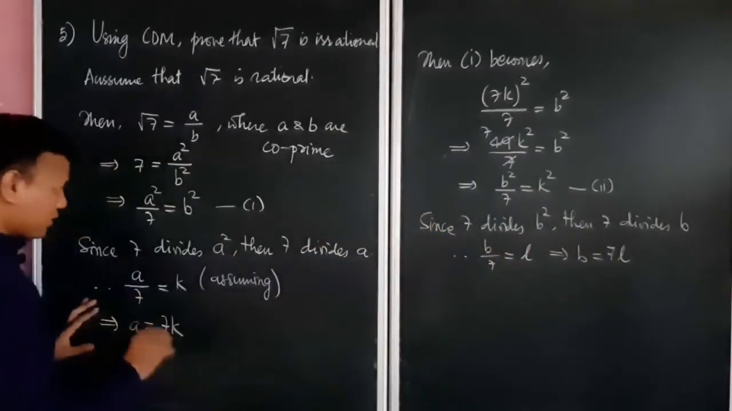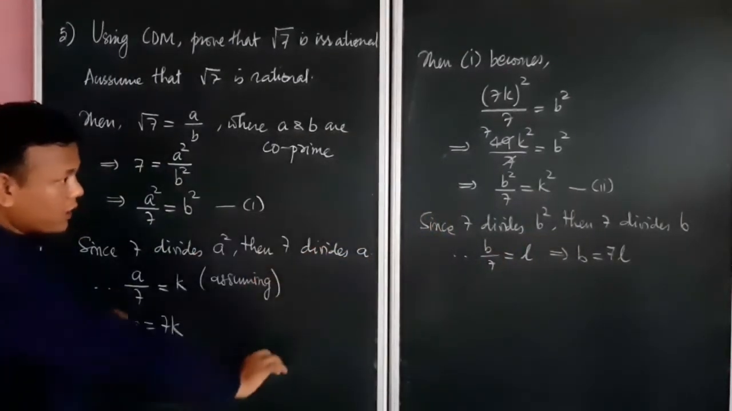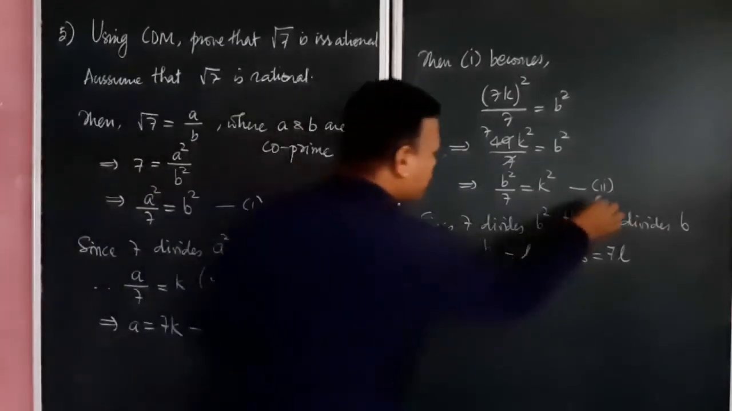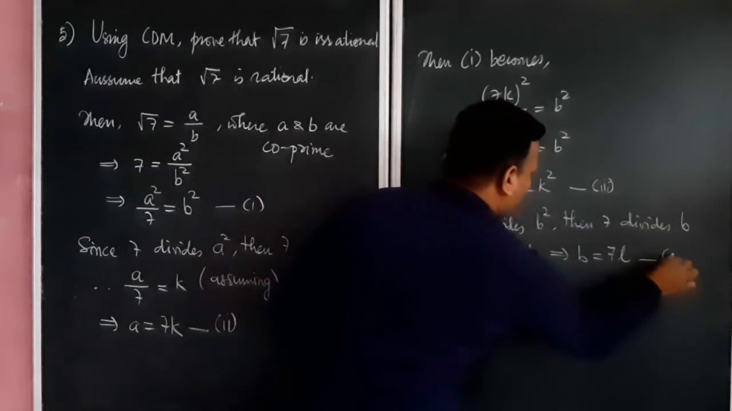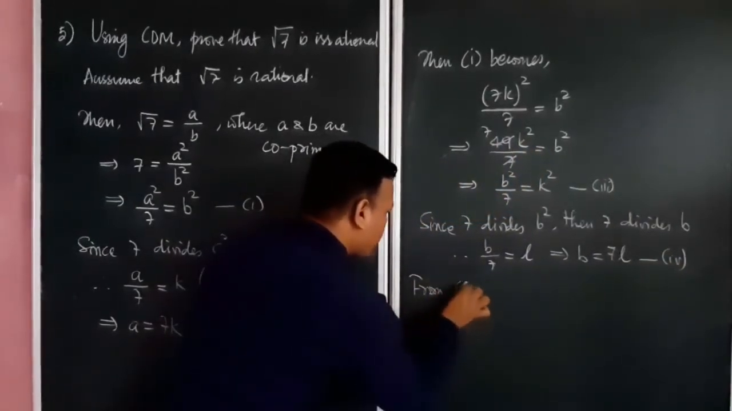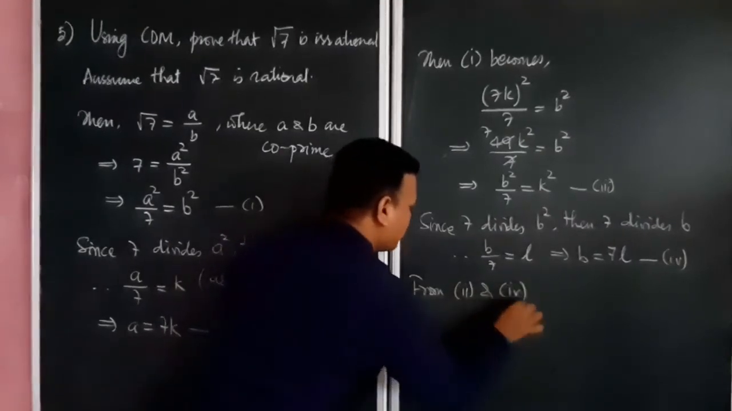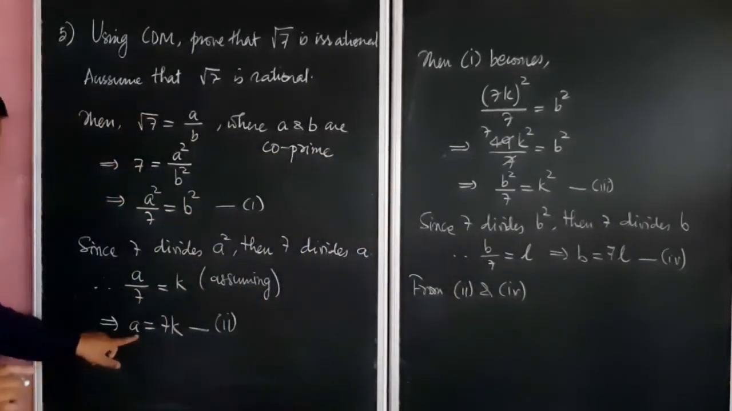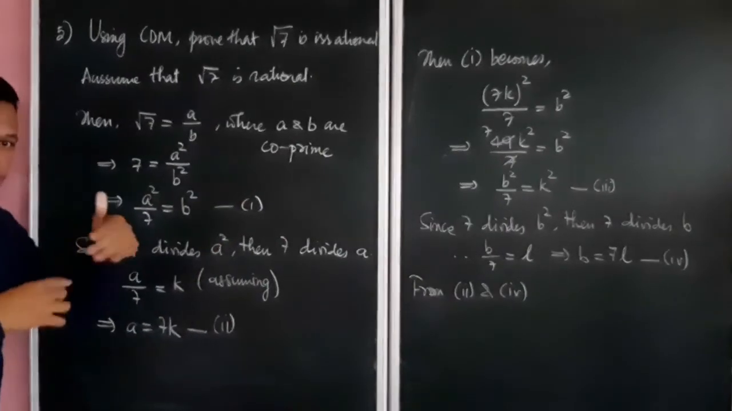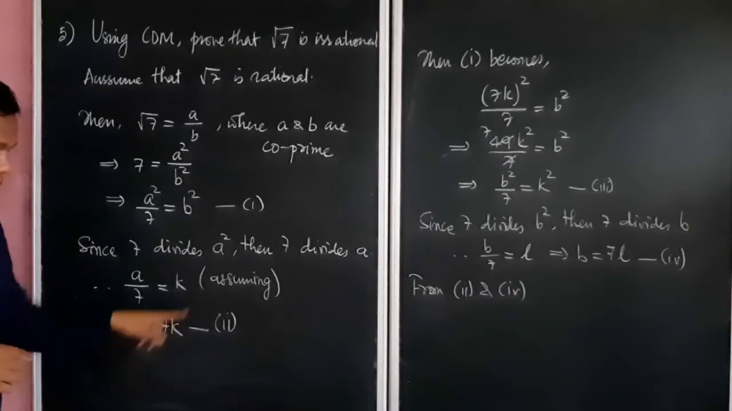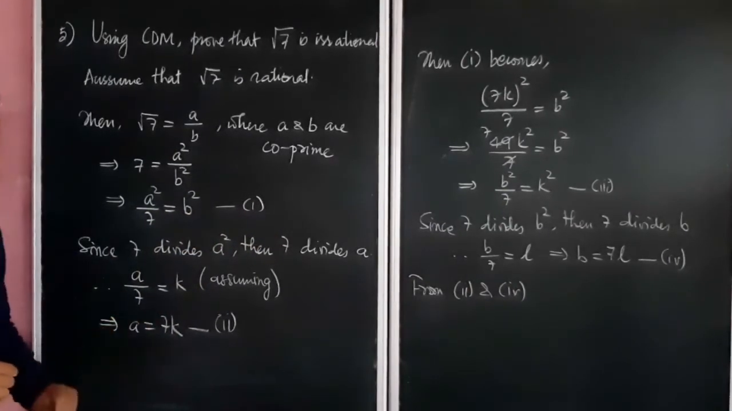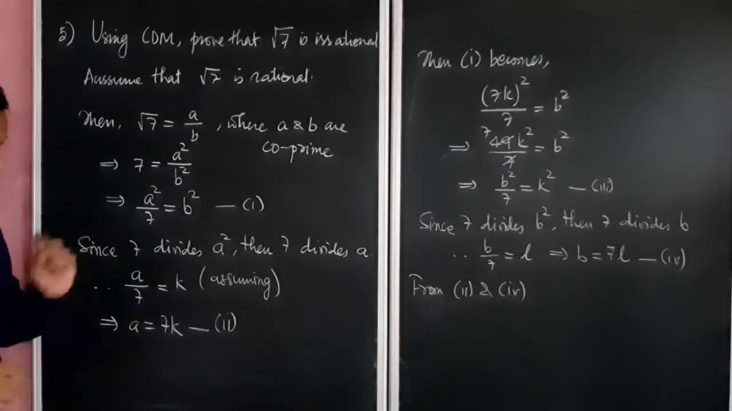Now let me give it some numbers. Let me write this as 2, this as 3, and this as 4. Okay, so let us see what is happening in 2 and 4. From 2, a equals 7k, and from 4, b equals 7L. Now what is the common factor here? We see that 7 is present with a and b as well, right? So the common factor between a and b is 7, right?